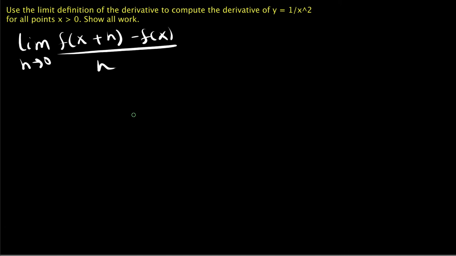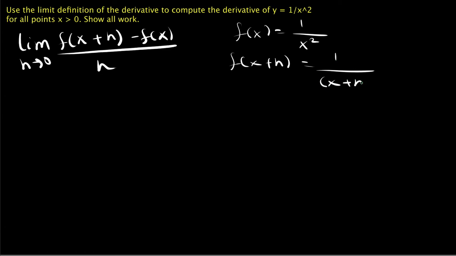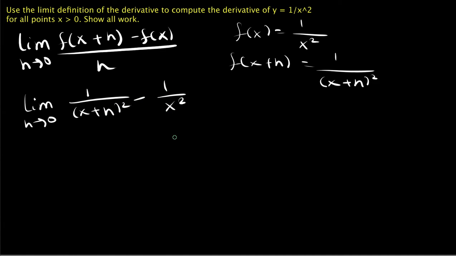And we have f of x equals 1 over x squared. So our f of x plus h must equal 1 over x plus h whole square, right? So then plugging these two in here, we would get limit as h approaches 0, 1 over x plus h whole square minus 1 over x squared all over h. So this is our formula per se, and then we can continue.